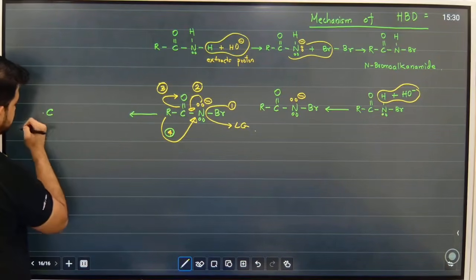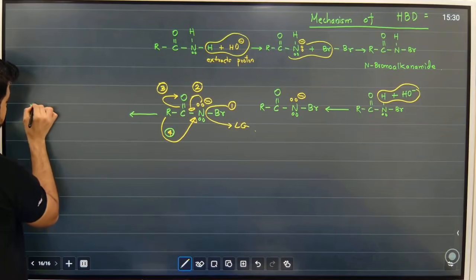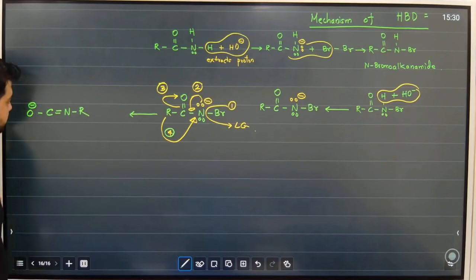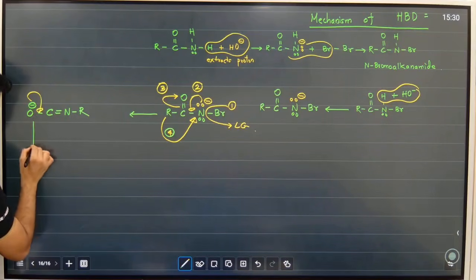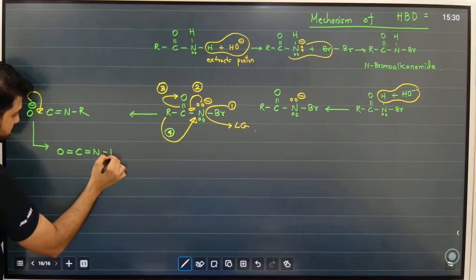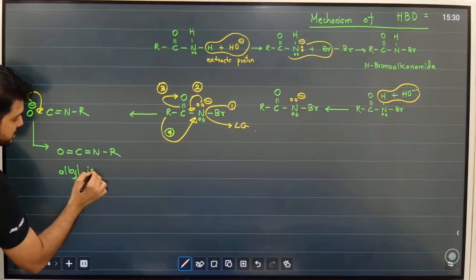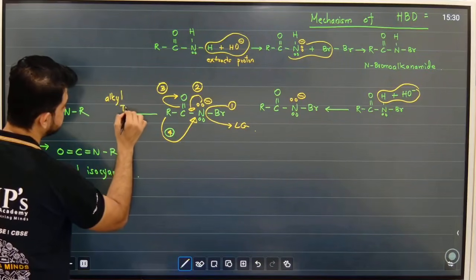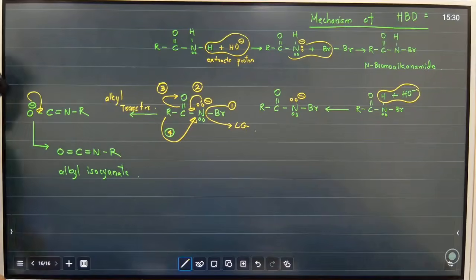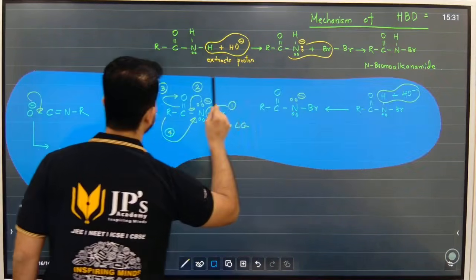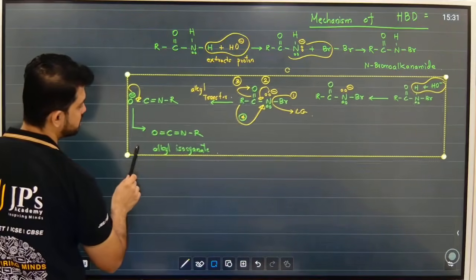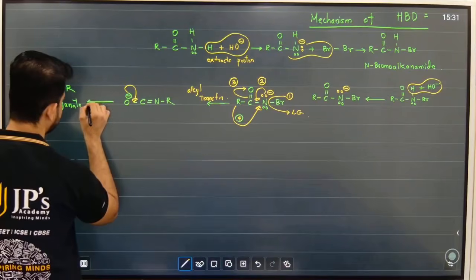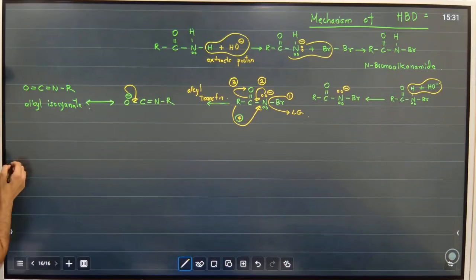What do we get here? C O minus, CO minus. The alkyl group is now on this nitrogen, nitrogen is doubly bonded to carbon, and these electrons will come back here. So you get your alkyl isocyanate. And here students, that was the alkyl transfer. This is where the alkyl transfer takes place. The mechanism is a little complicated, but let's focus and try to do this.